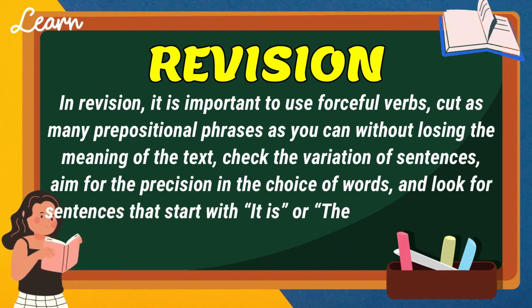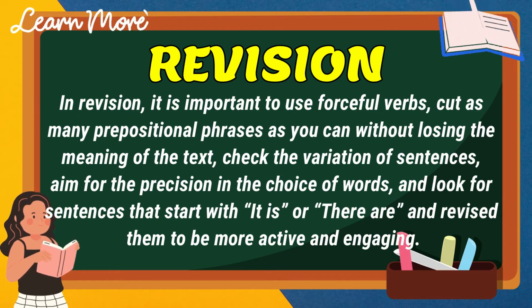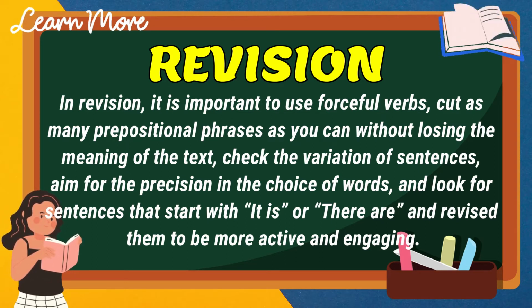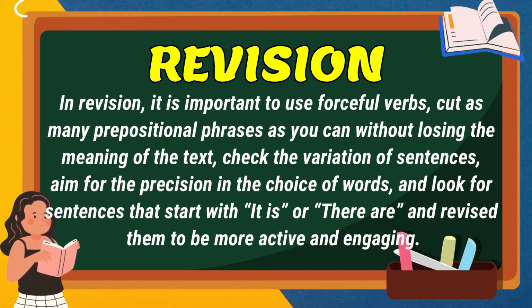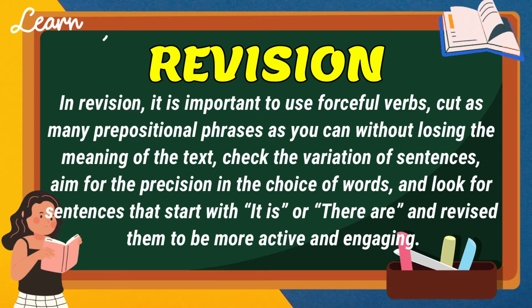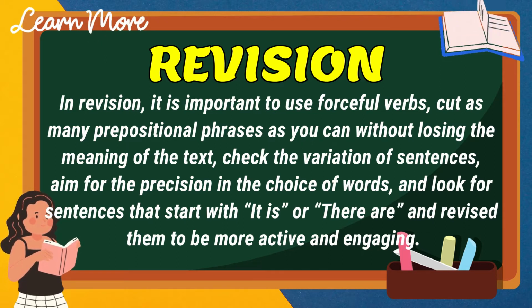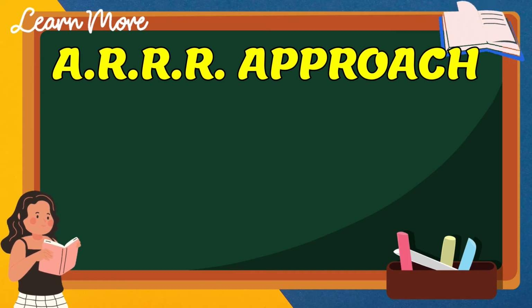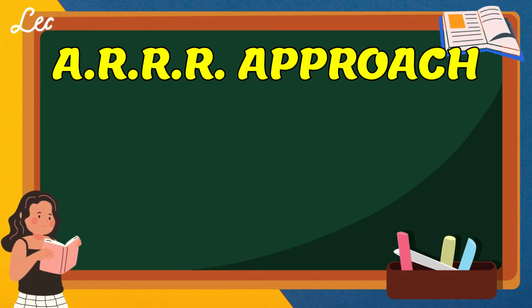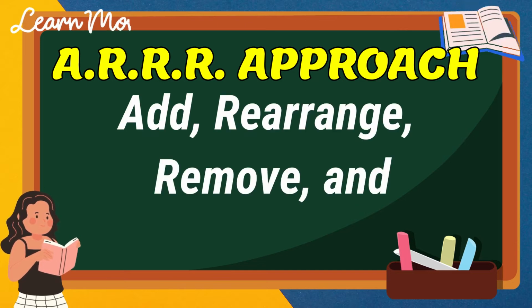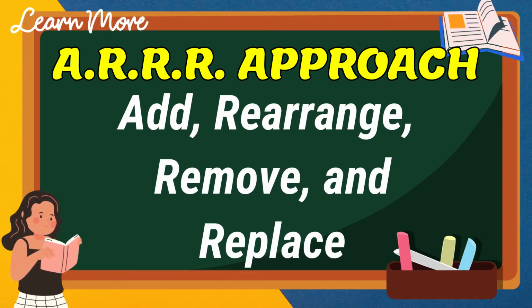In revision, it is important to use forceful verbs. Cut as many prepositional phrases as you can without losing the meaning of the text. Check the variation of sentences. Aim for precision in the choice of words. And look for sentences that start with "it is" or "there are" and revise them to be more active and engaging. Revision applies the ARRR approach in writing, namely add, arrange, remove, and replace.